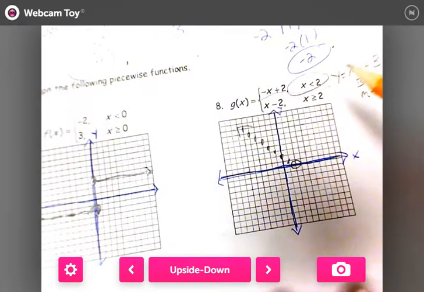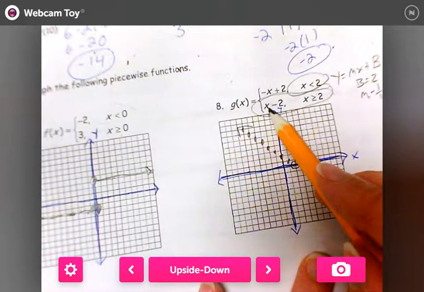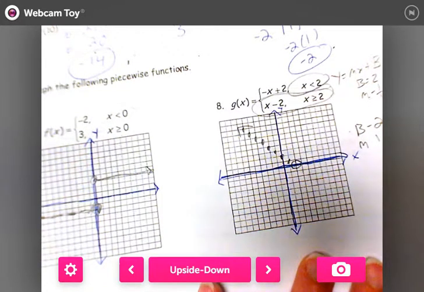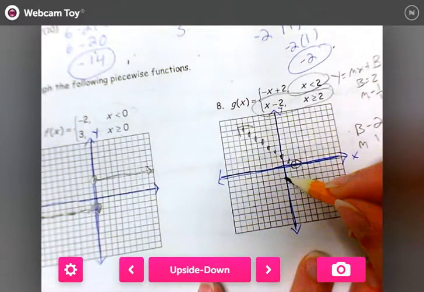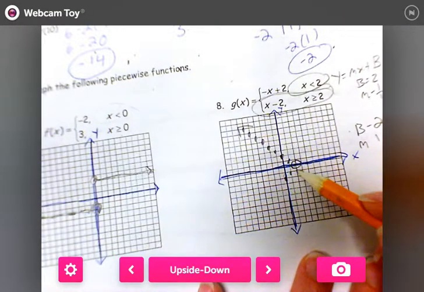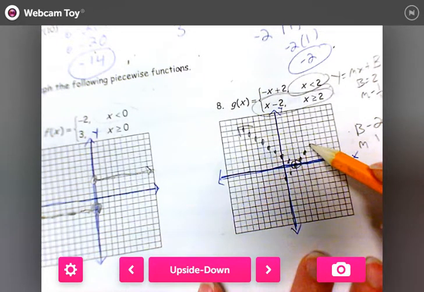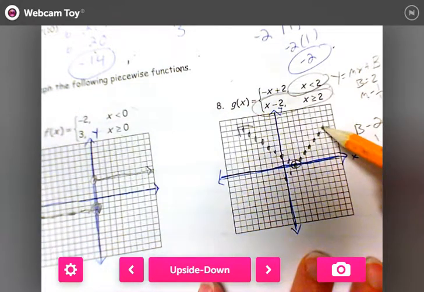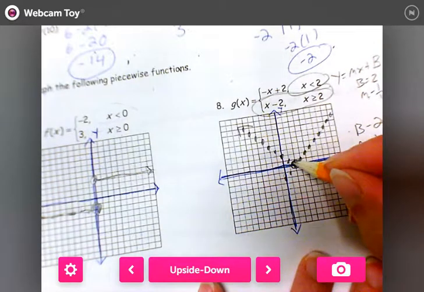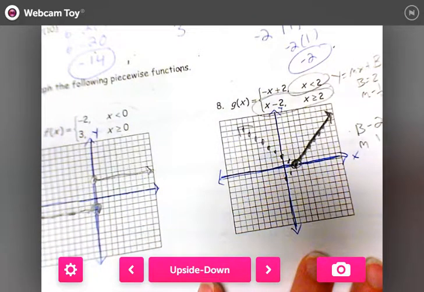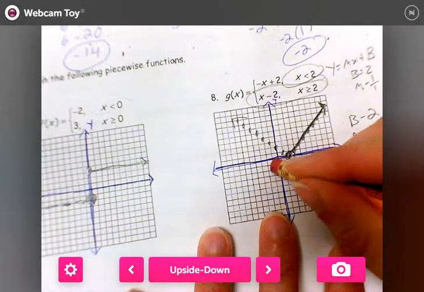Okay, my next one, right here, X minus 2, so that's my B is -2, my M is 1. So I'm going to go down to -2, 1, 2, and I'm going to go up 1/1, up 1/1, up 1/1, up 1/1. Okay? But it says when X is greater than or equal to 2. So I'm going to make sure I have that filled in circle. I have a straight, filled in line, but I'm going to erase everything that's less than 2.